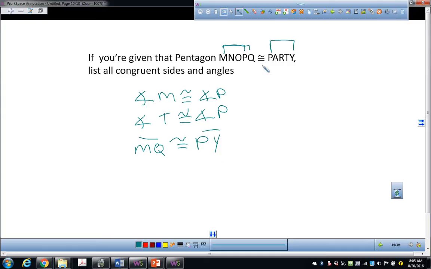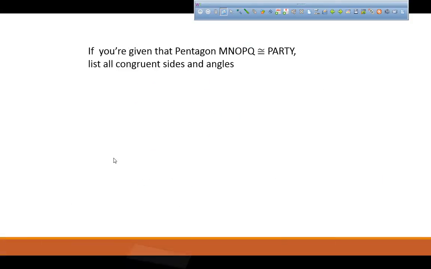So if you're given a statement like this and it says it's congruent, you have to assume that this lines up with this. Side MN goes with side PA, NO goes with AR, and so on and so on. Questions? Okay. And we're going to move on. Can I move on? Okay.